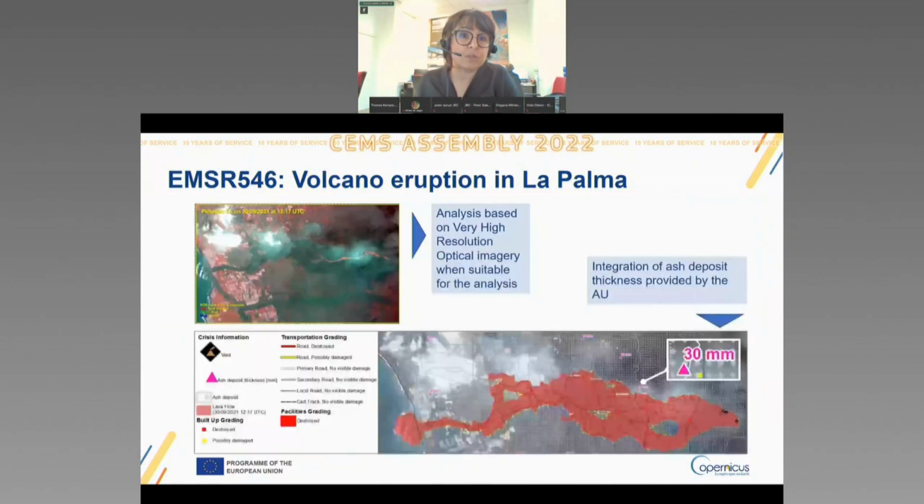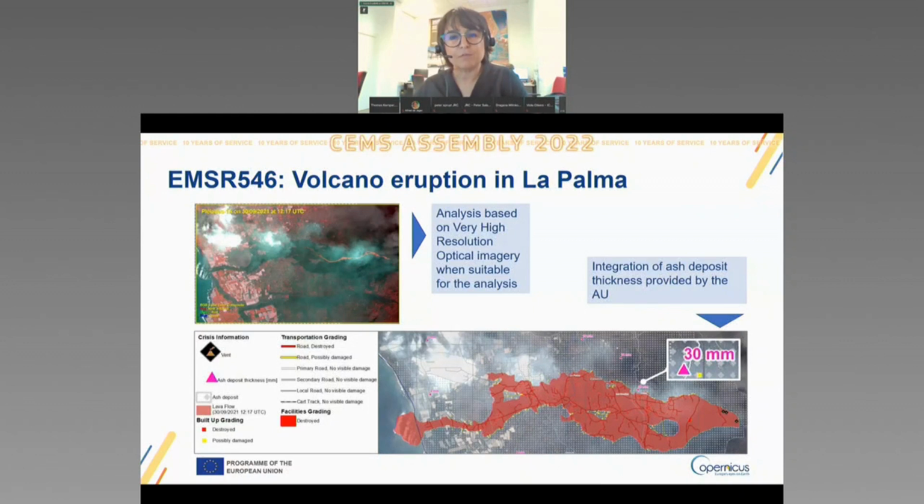The analysis was based also on very high resolution optical imagery when suitable for the analysis. Indeed, it was very difficult to acquire good optical imagery due to the cloud coverage and the smoke, especially during the first week after the volcano eruption.